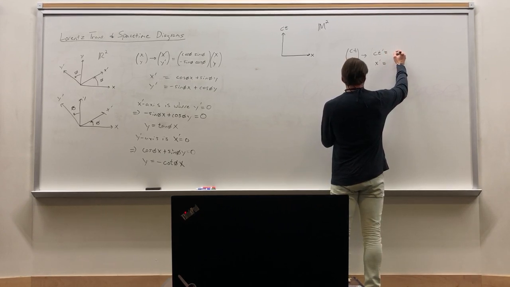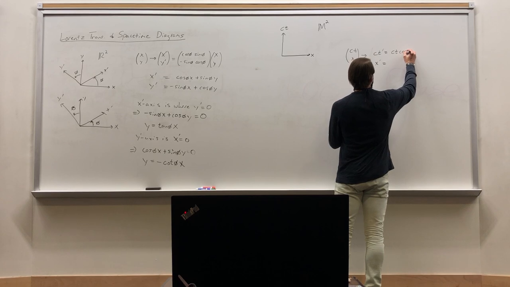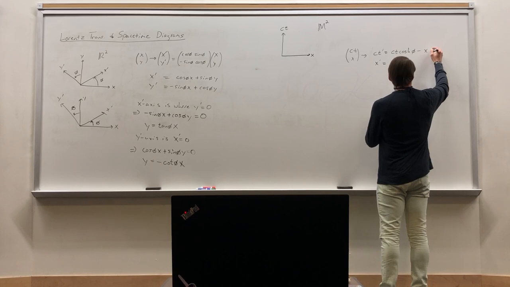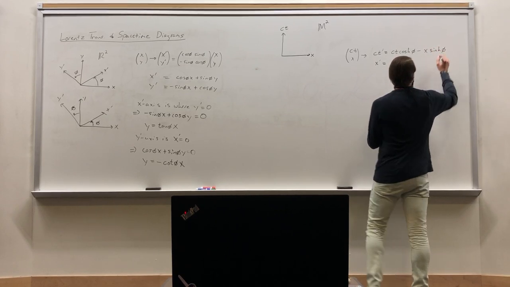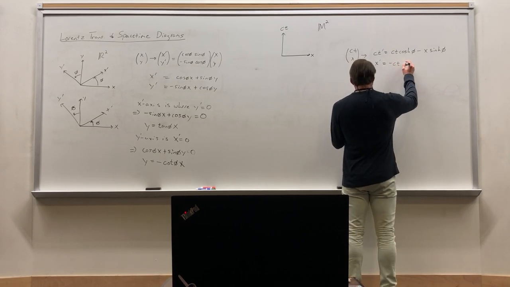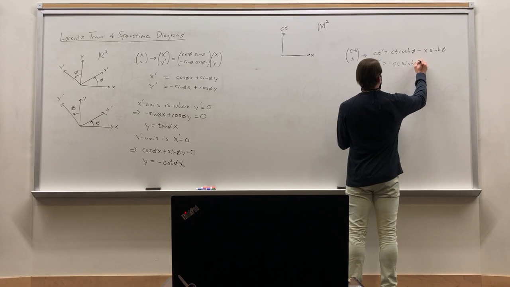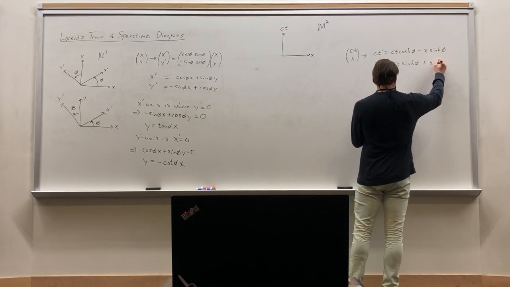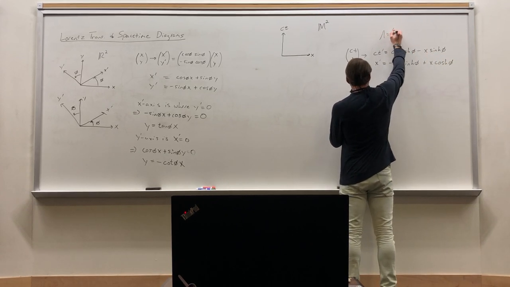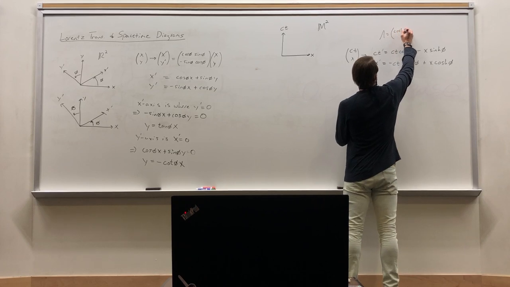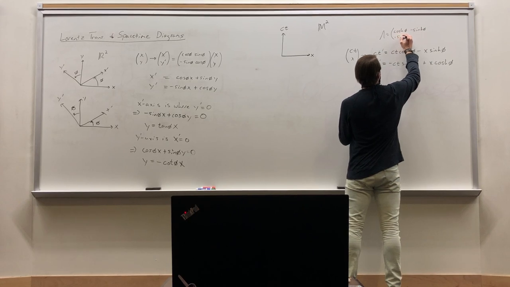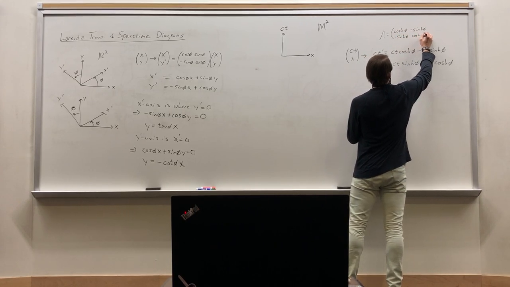where ct prime we can write as ct cosh phi minus x sinh phi, and I'm using the cosh and the sinh versions of this transformation just because this is an easier story to tell, and x prime is minus ct sinh phi plus x cosh phi, okay? And this is using as my lambda matrix the matrix that corresponded to a boost: cosh phi, minus sinh phi, minus sinh phi, cosh phi, okay?